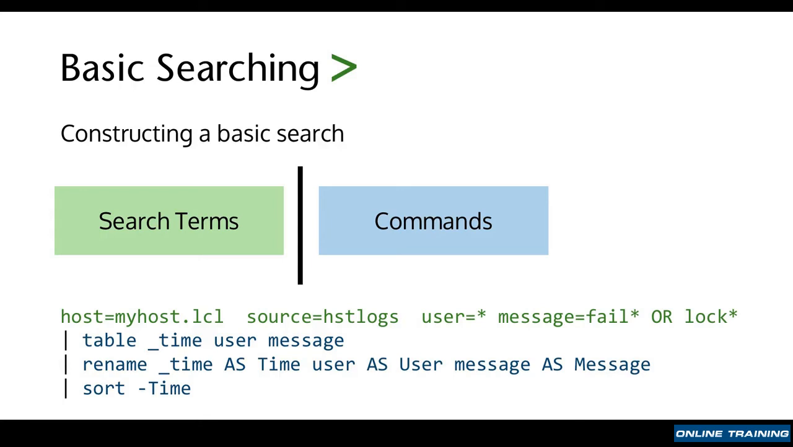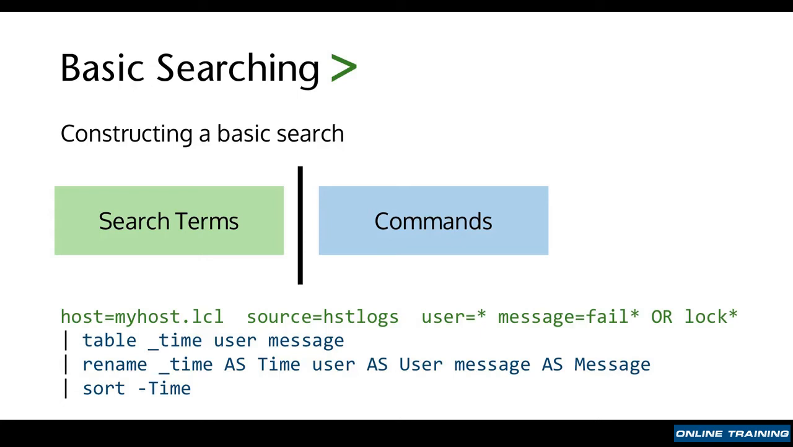And after the next pipe, we are renaming those fields, because let's say that _time, lowercase user, and lowercase message is not what we want to see. So we're saying rename _time as Time with capital T, user as User with a capital U, message as Message with a capital M. And then we do another pipe and we sort by the time field.